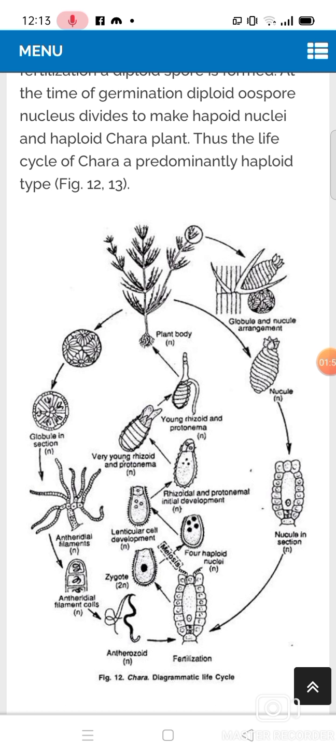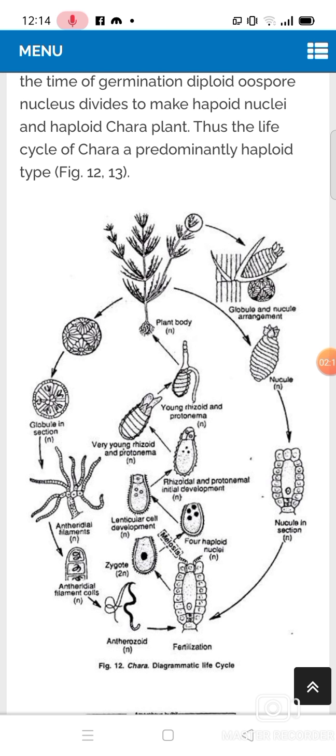In the diagram, you can observe all the structures we have discussed before in the structure and development of the male and female sex organs. The main plant body is haploid, mentioned by the single N. In the branches of limited growth, sex organs are developed, and when they mature, on the right side and on the left side, you can see the development of the nucule and the globule.